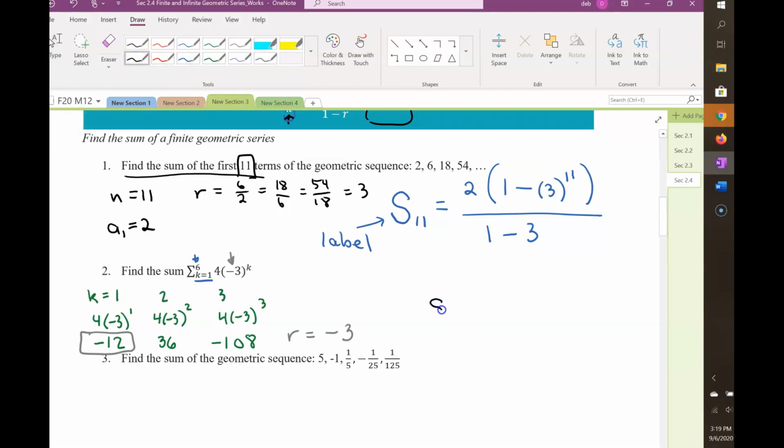Okay, so we want S sub 6 because we're adding up the first 6. Number 1, 2, 3, 4, 5, and 6. So we have our first term, negative 12. Then we have 1 minus r, where r is negative 3, and it's going to be to the power of 6, over 1 minus r, which is negative 3.